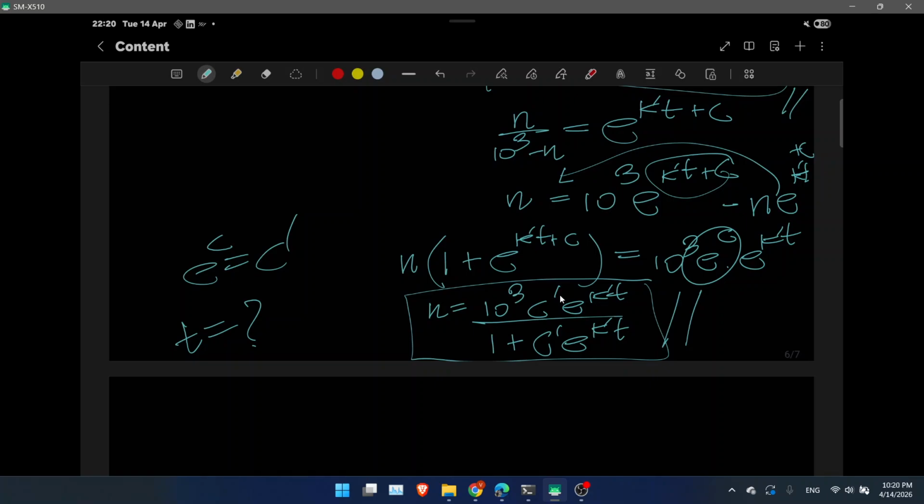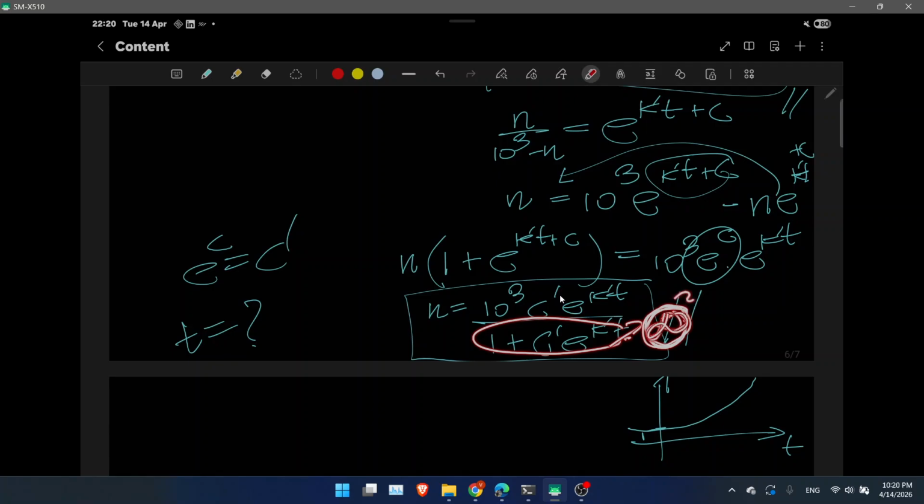what happens if t goes to infinity? If t goes to infinity, you know the e to the x curve is something like this. It grows exponentially, and its value at 0 is 1. So when t goes to infinity, e to the power k't goes to infinity. So the denominator here goes to infinity. As time grows, the denominator becomes really high.